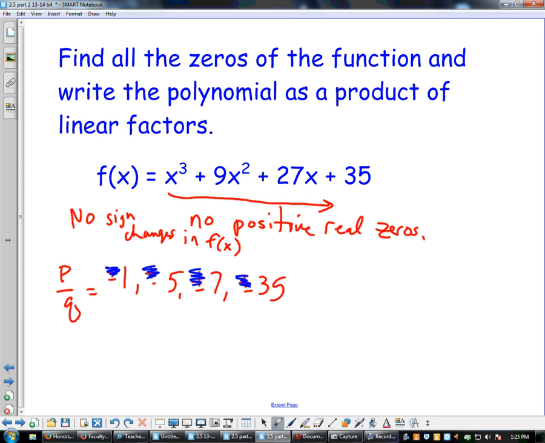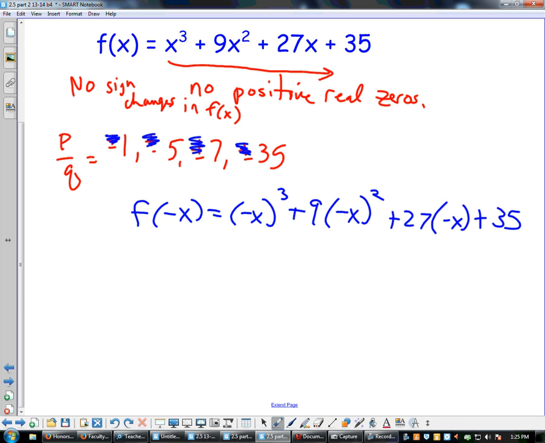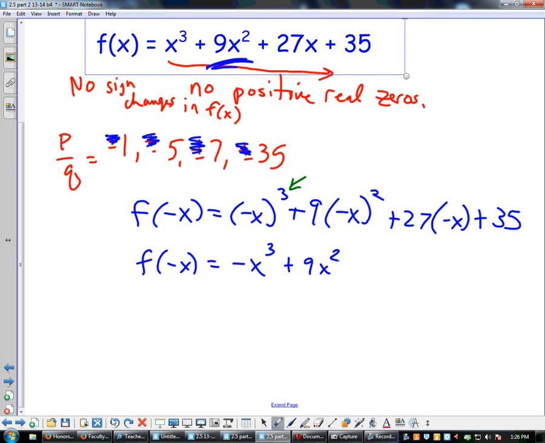What about the negatives? If we look at f of negative x, that's negative x quantity cubed plus 9 times negative x squared plus 27 times negative x plus 35. And that means we're going to have the opposite of x cubed, because the sign changes for a degree that is odd. Then the sign of 9x squared is not going to change, the 27x is going to change to a negative 27x, plus 35.